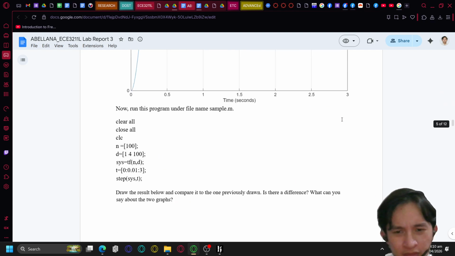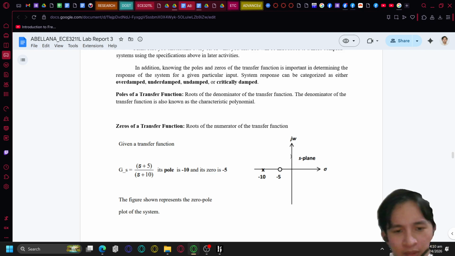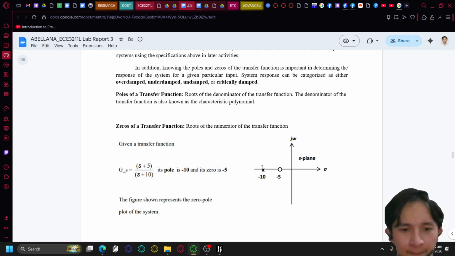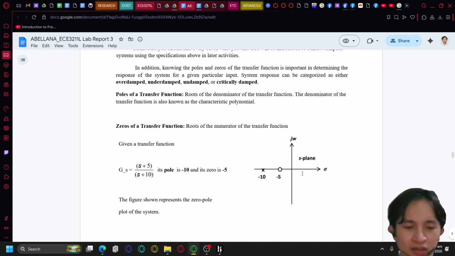From the results, I observed that the system response depends on the location of the poles. When the poles are farther left of the plane, the response becomes faster and settles more quickly. When the poles are closer to the imaginary axis, the response becomes slower and more oscillatory. I also observed that the pole location determines the stability. Poles in the left-hand plane are stable, and poles in the right-hand plane are unstable.